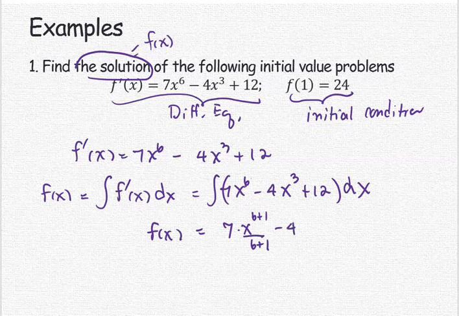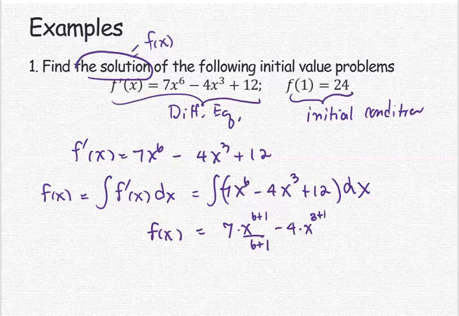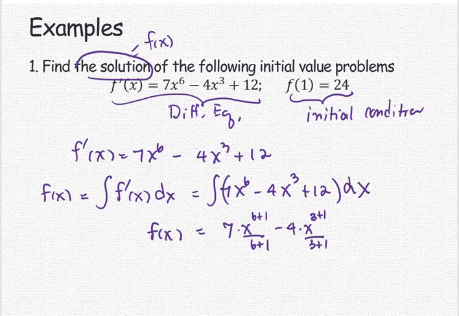The second term has constant multiple negative 4. The power is 3, which is not negative 1, so again we use the power rule. The new power of x is 3 plus 1, divided by 3 plus 1. The last term is 12, the same as 12 times x to the power 0. Then we get 12 times x to the 0 plus 1 divided by 0 plus 1, and then plus c as a family of antiderivatives.